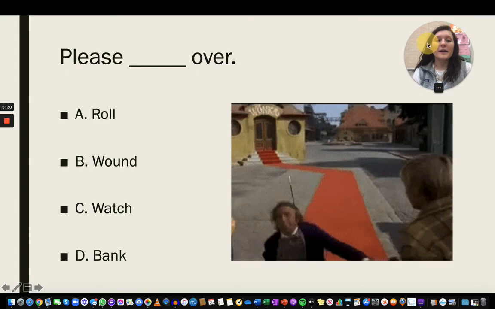All right, now in this sentence, we have please blank over. So we have roll, wound, watch, and bank. Again, in this sentence, it's going to be A, and we're going to use the word roll again. But this time, roll is going to be the opposite meaning. Last time we were talking about a cinnamon roll. This time we're talking about the action of actually rolling over.